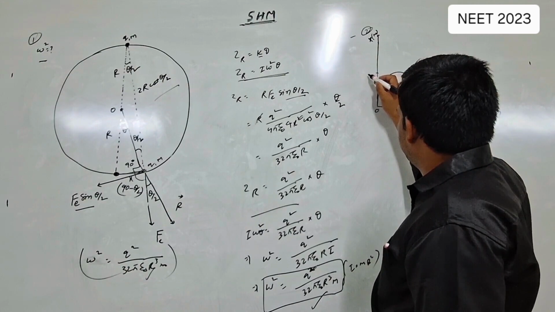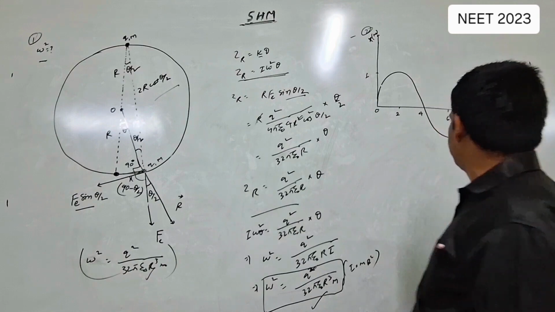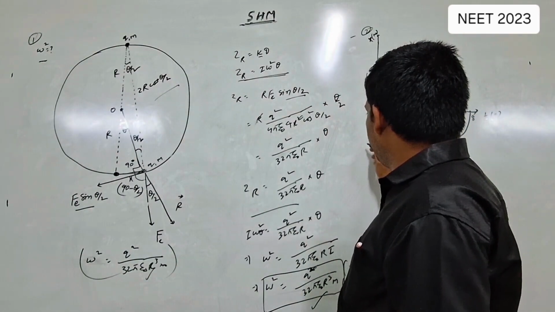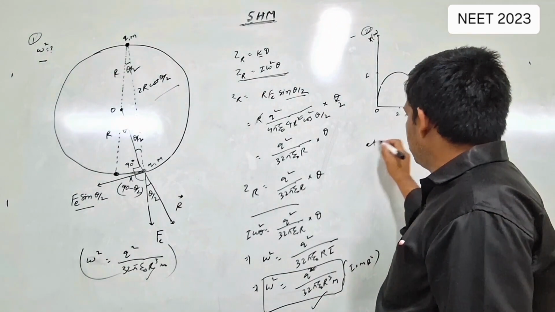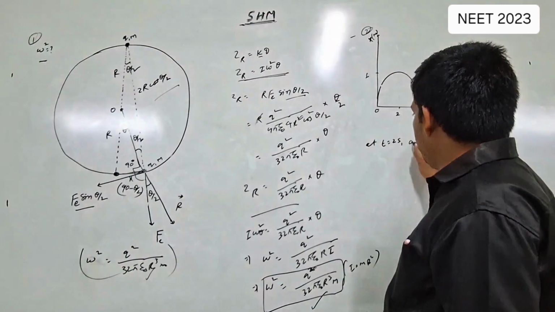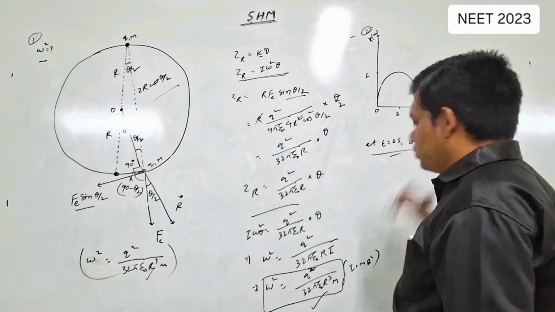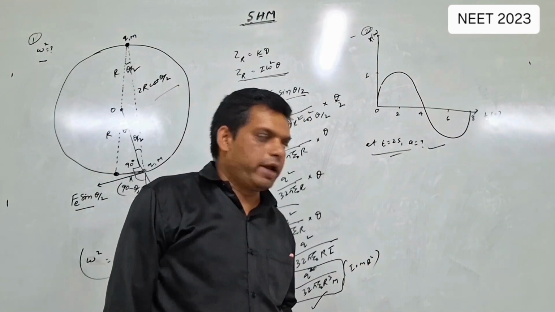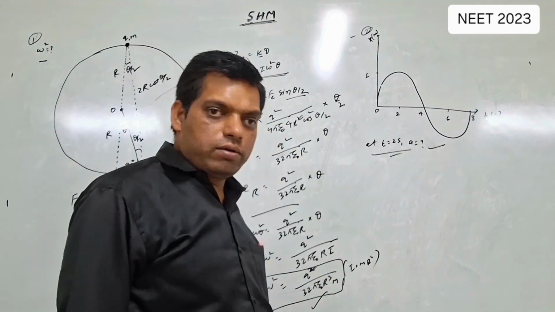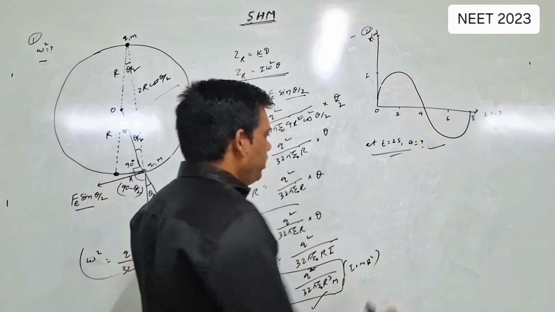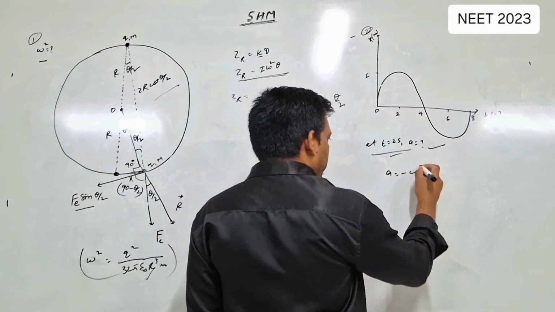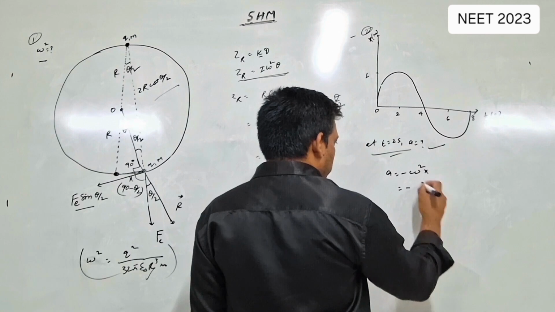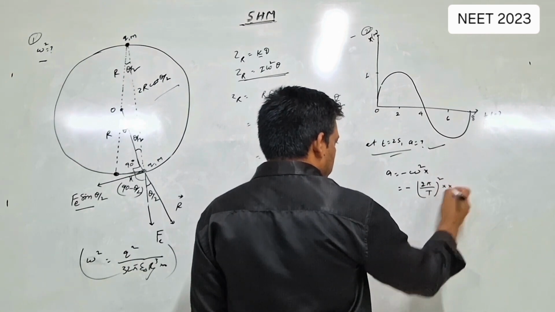This distance is given as 1 meter. So here the question says, what will be A at t equal to 2 seconds? We have to determine A, that is the acceleration of the body at t equal to 2 seconds. So we know that A is equal to minus omega square x. So minus omega, which is 2 pi, square into x.